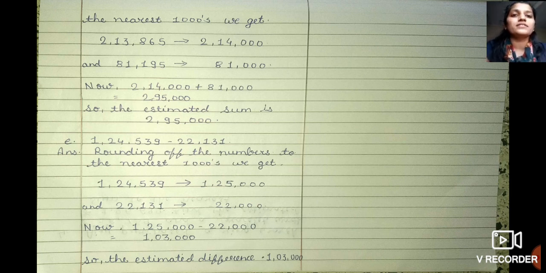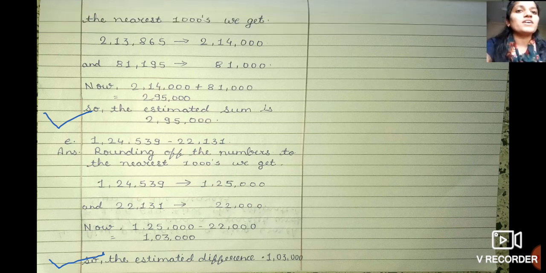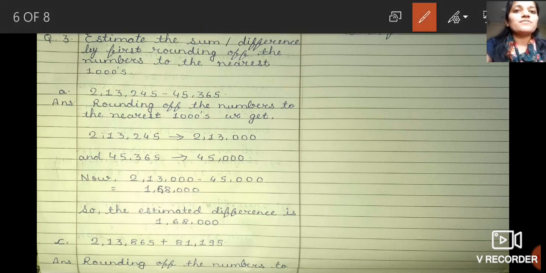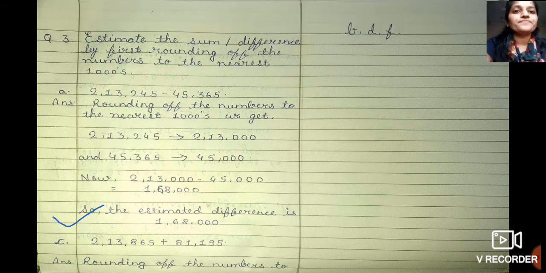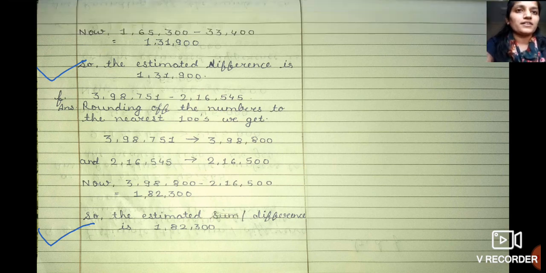So we have to write all sums. We can see that we have written, so the estimated difference 1,03,000. Here we have written, so the estimated sum is 2,95,000. Why sum? Because we have added. Here we can see that we have written, so the estimated difference is 1,68,000. Okay. Here we can see that, so the estimated difference is 1,82,300. Here we can see, so the estimated difference is 1,31,900, as we have subtracted here.